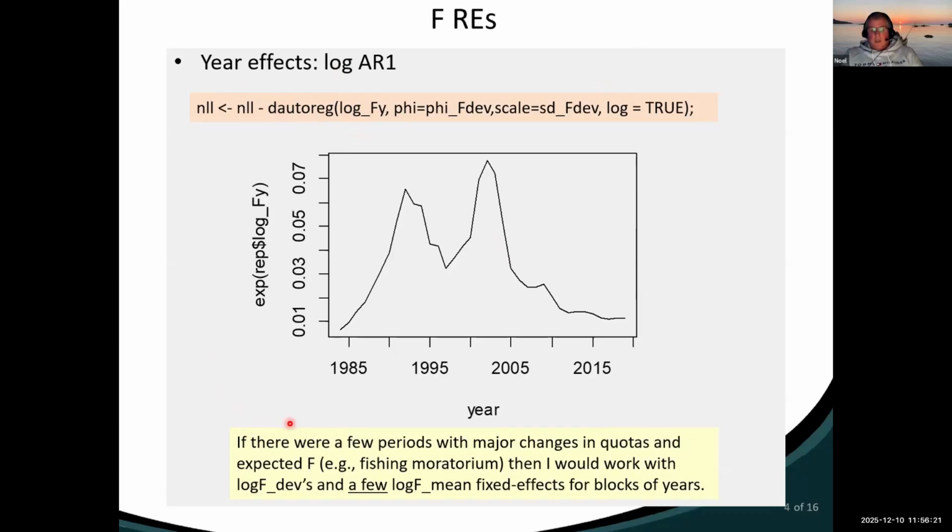However, if there were a few periods where there were major changes in quotas, like fishing moratoria, and for quite a few of the stocks I've worked on there had been periods of time when directed fishing was prohibited, then I would probably work with what I call F deviations and a very small number of main effects for fishing mortality, to account for abrupt changes. Okay.